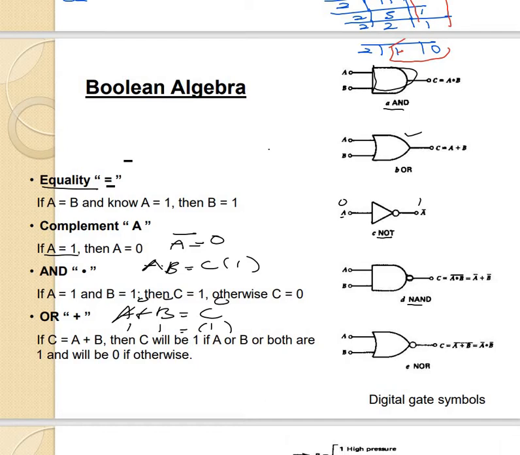So for the NOT and NOR, here we input A and B. If we have NOT, the values of A and B will become opposite. That means the complement of the value of input A and B. So we need to put a bar on top of A and B so that we can see there is a difference of the value here.